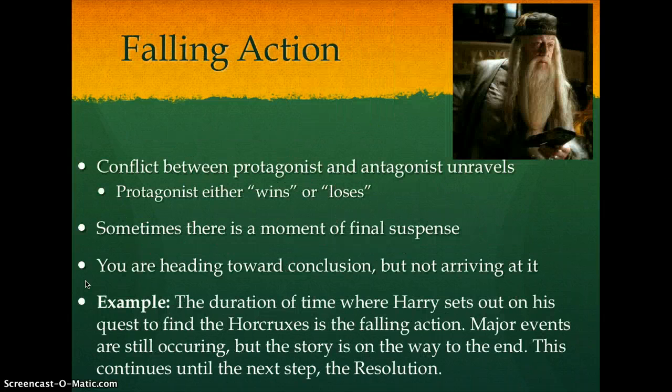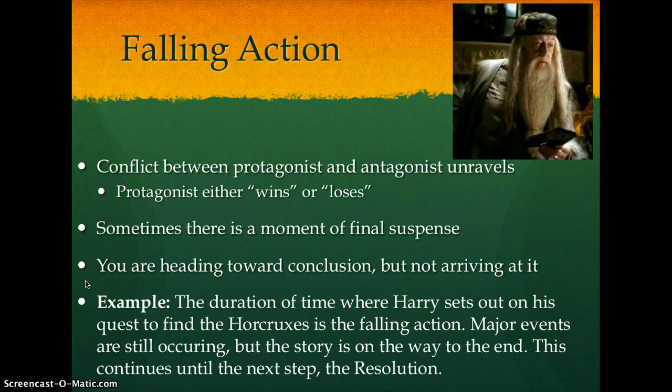Now, the falling action is when things start to unravel and where the story starts to come to an end. It doesn't come to an end immediately. The conclusion is the next step, but basically this is where all of the other little sub-conflicts are resolving themselves. So if Harry and Ron are having a fight, this is where it ends. If something is going wrong with Snape, this is where Harry finds out why Snape was being such a pain. So it heads towards conclusion, but you don't actually see the very end of the story yet.